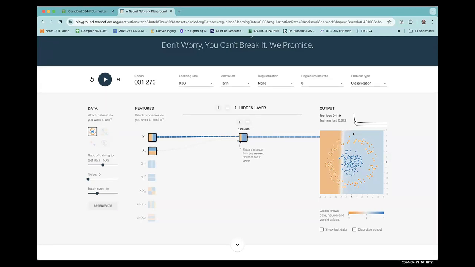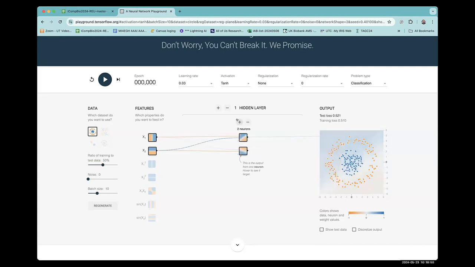Testing is terrible. This is something we call overfitting. That's always a problem for neural network models. It's not just for neural networks, you can overfit a linear model as well. But this is a very simple model, and it's already overfitting.